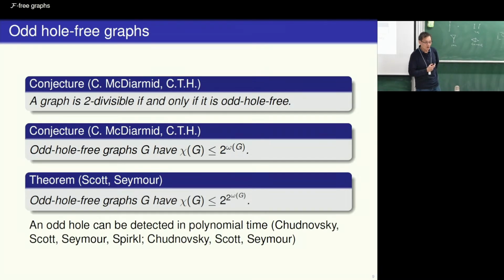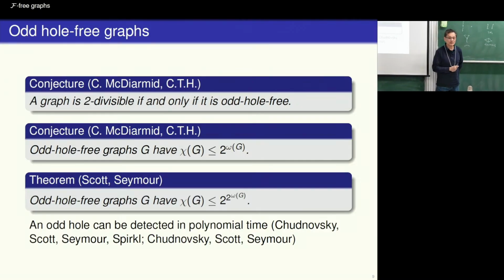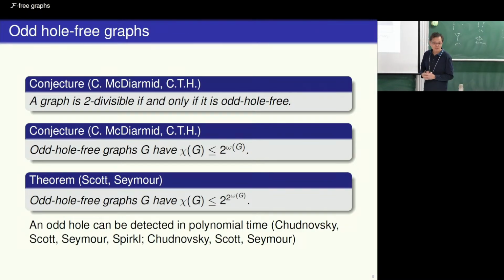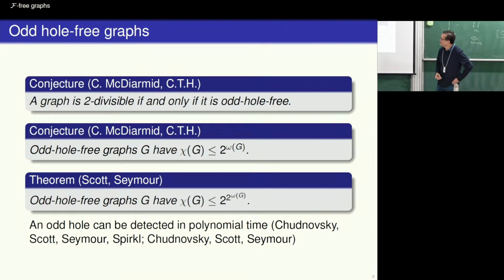So with Colin McDiarmid, we conjectured that a graph is 2D divisible if and only if it is odd hole free. We conjectured this around 1993, 94, so it's maybe 30 years old, and it has not been disproved yet. I don't know if it's true or not.